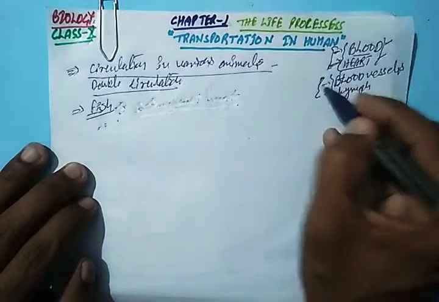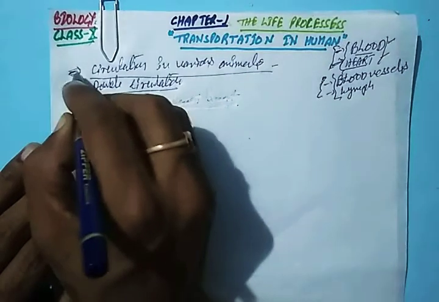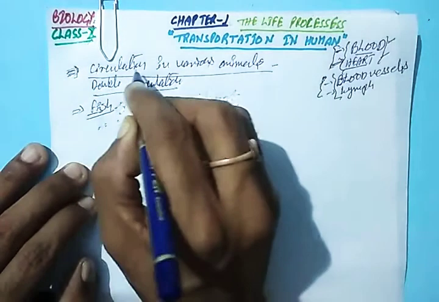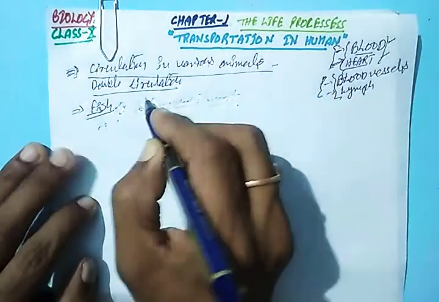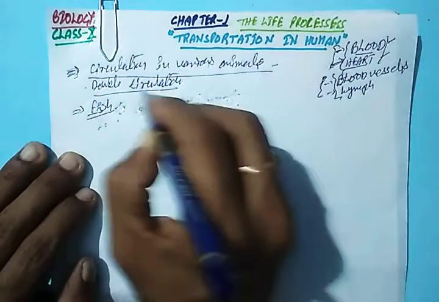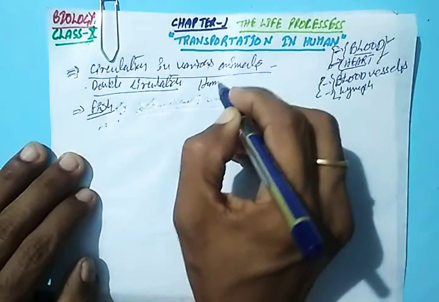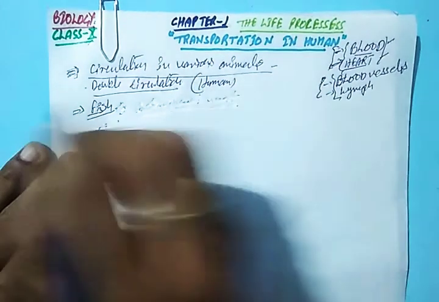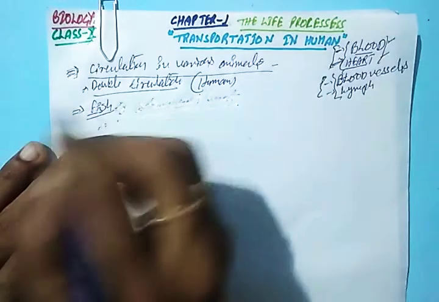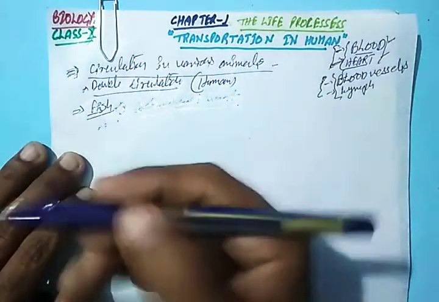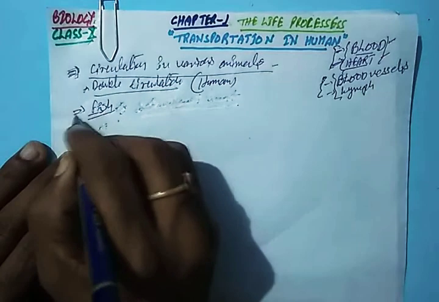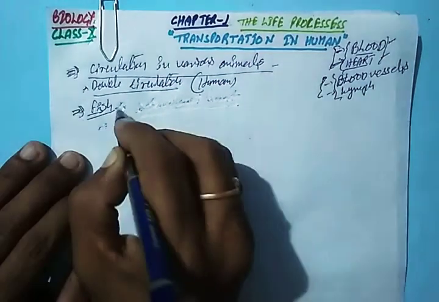Before studying these two topics, we have to know one important topic: what is the circulation in various animals. As we know from earlier videos, humans show double circulation. What is the meaning of double circulation, or what are the other various methods in animals? So take the example of fishes.